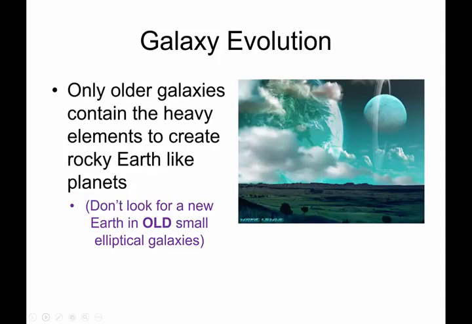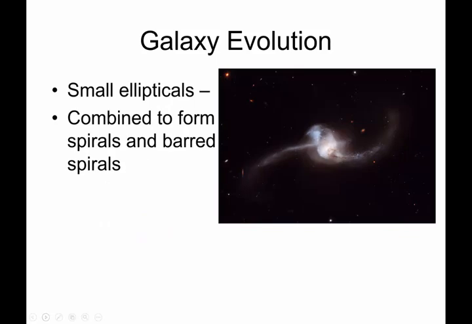If we were going to look for a new Earth, if we decided we wanted to find a place like home, you're not going to find it around these old ellipticals, because there would be no iron, no calcium, no magnesium, and none of the heavy elements that make up you and I. So that's not the place to find life or anything that looks like a new Earth. These were very primordial old galaxies.